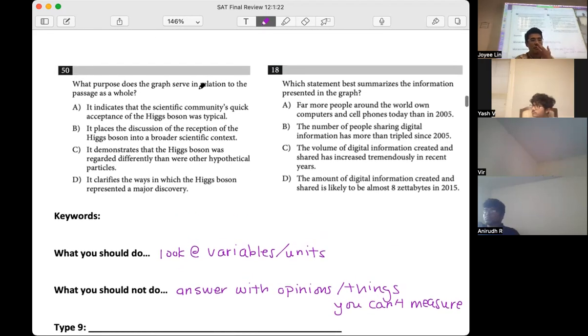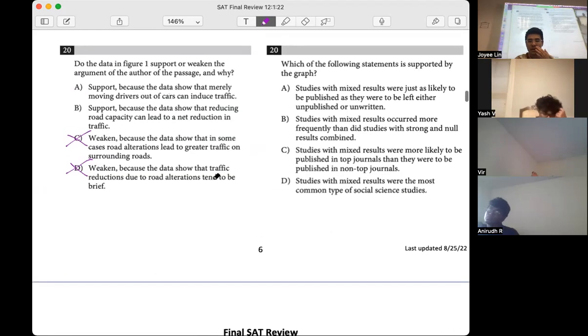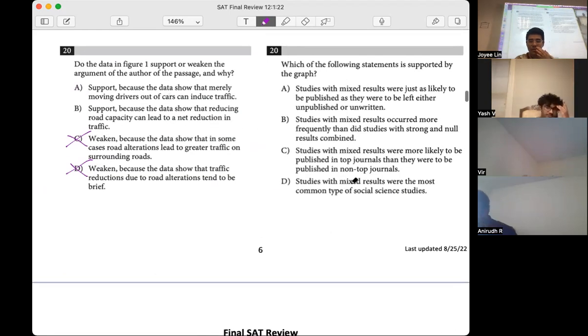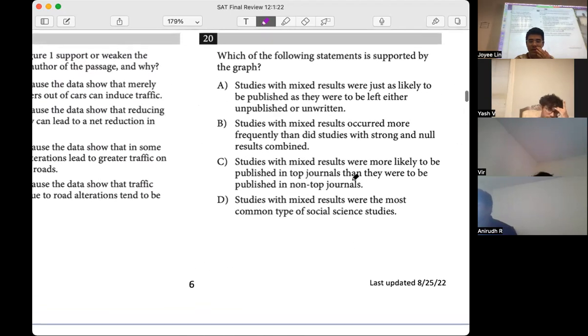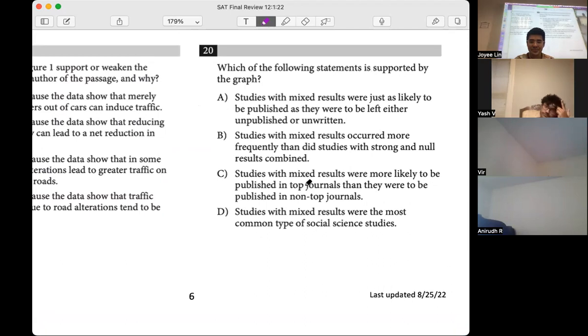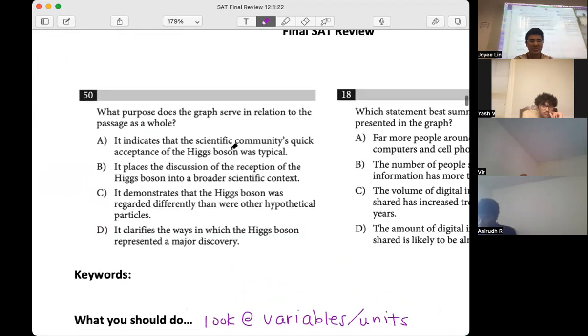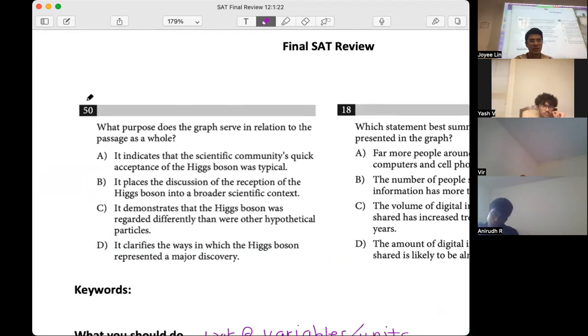So for example, let's look at 50. Oh, no, not that one. Let's look at 20. Yeah, let's look at 20 here. Is there anything here? Well, they're all measurable, right? Yeah, frequency. 50 is just in general, right? So looking at general, like what does the graph do? Can anybody eliminate? Because typical, how do you measure if something's typical? I don't know. Right, so that's kind of weird language.